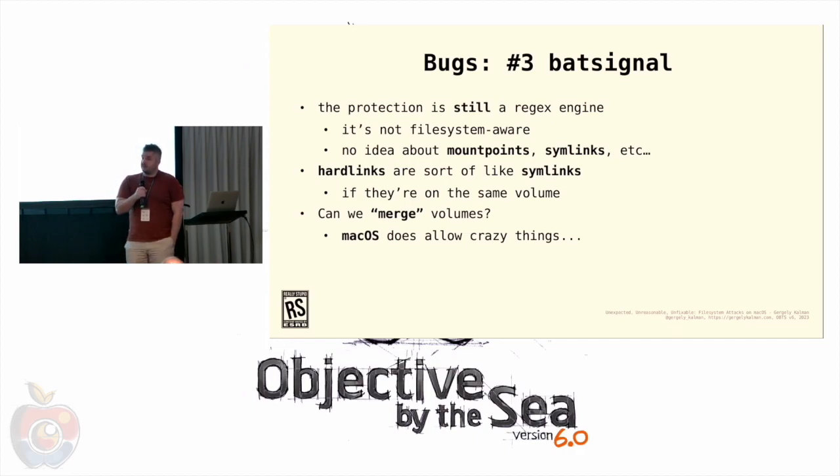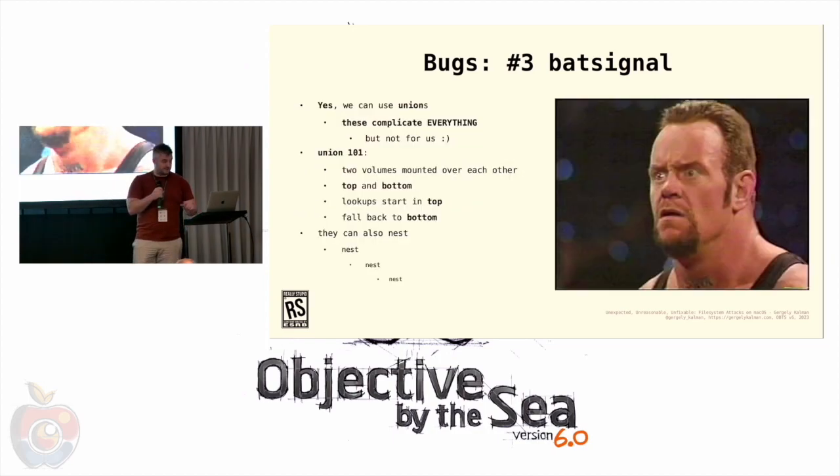But it's still matching regular expressions. So hard links are sort of like symlinks, only if they're on the same volume. And can we merge them? Well, you saw the amount of shenanigans going on. Probably the answer is yes, you can. You can use unions, and union file systems complicate everything, but not for us.